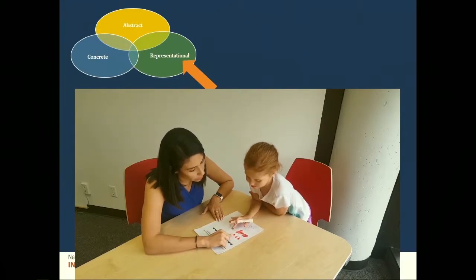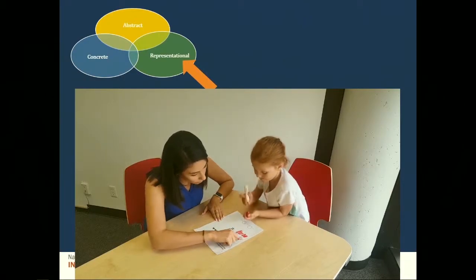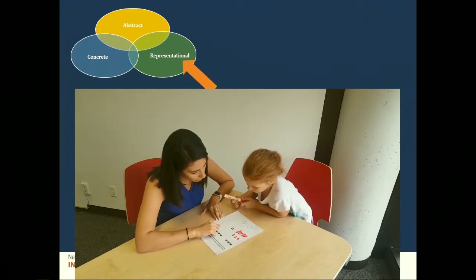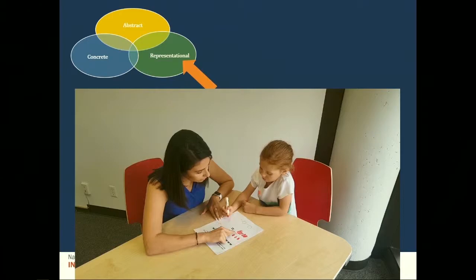1, 2, 3, 4, 5, 6, 7, 8. We have 8 Pokemon balls. Great job. So now let's draw 8 Pokemon balls on this side, so that way we have the same amount.